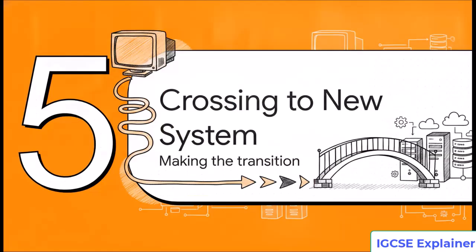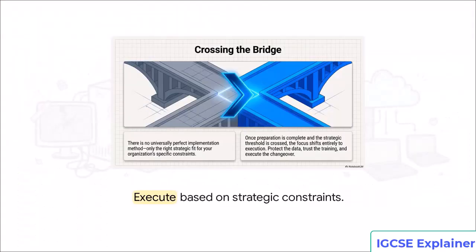And finally, Section 5, crossing to the new system, making the transition. This brings us right back to our transition bridge. Once all that preparation is complete and a specific method is chosen, the focus shifts entirely to execution. Remember, there is no universally perfect implementation method out there. There's only the right strategic fit for your organization's specific constraints.